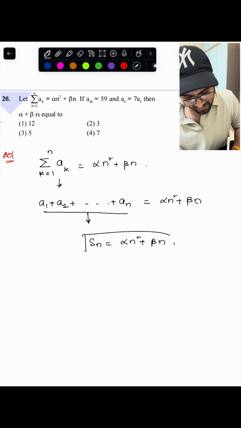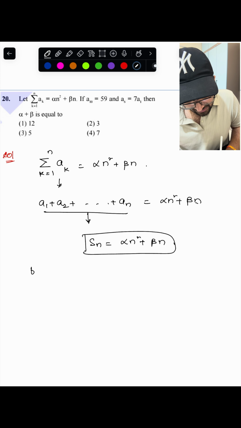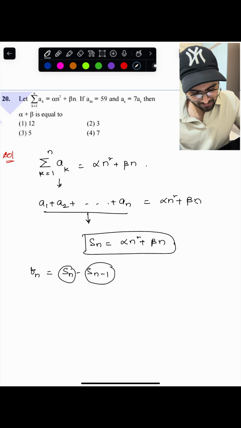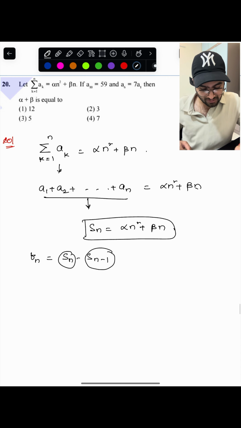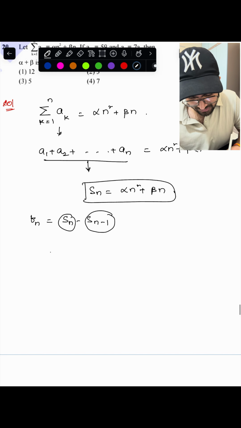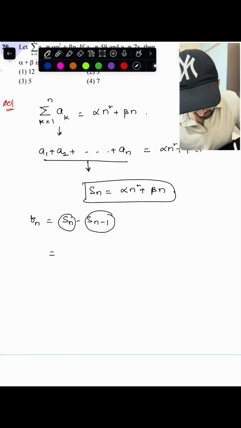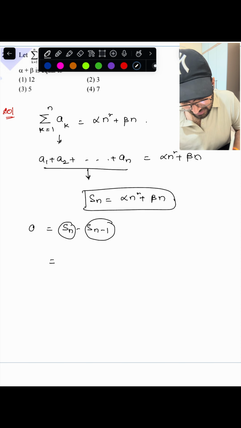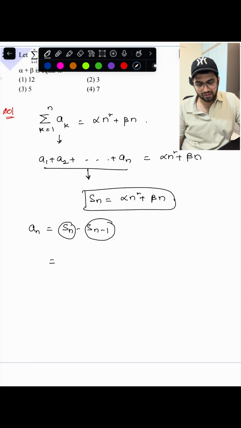If I know Sn, I can find Tn. How can we find Tn? Sn minus Sn minus 1. Sn means the sum of the first n terms. Sn minus 1 means the sum of the first n minus 1 terms. So if you subtract, you are left with the nth term, right? So what I want to find is An. Tn means here in the sequence we can take An directly as Sn minus Sn minus 1.